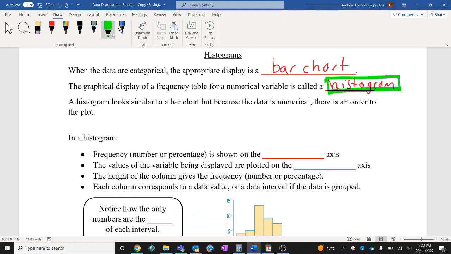This is something that we've learnt about in previous years, but in a histogram, the frequency is shown on the vertical axis, just like a bar chart, and the values of the variable being displayed, so the numbers, are being displayed on the horizontal axis.